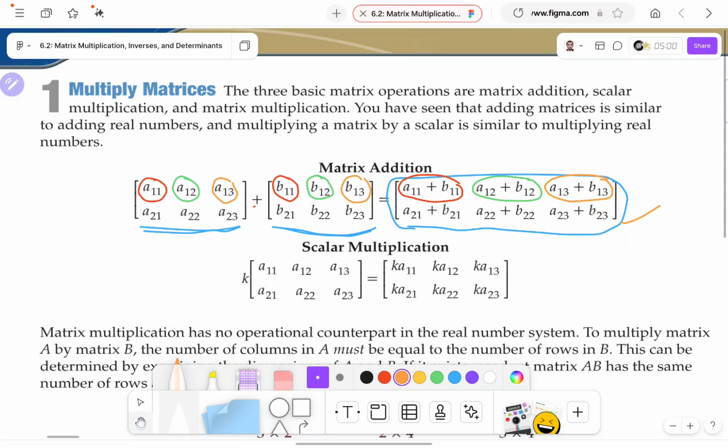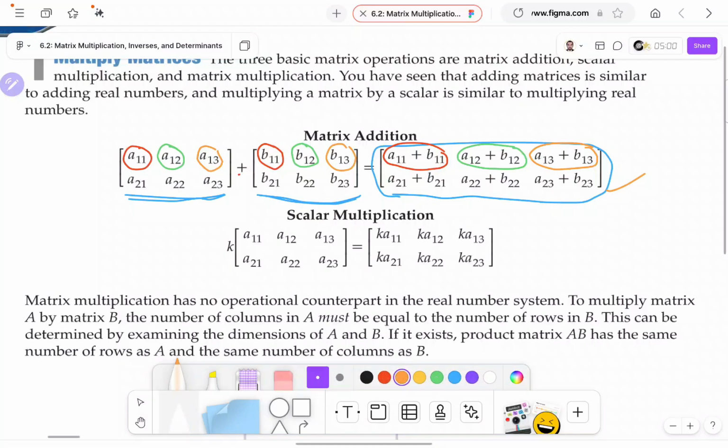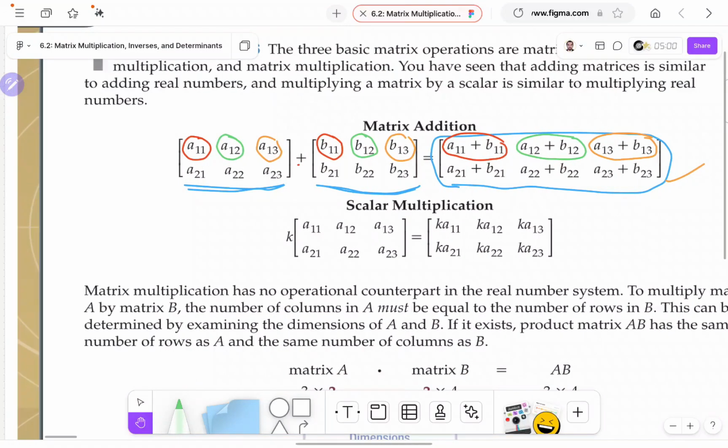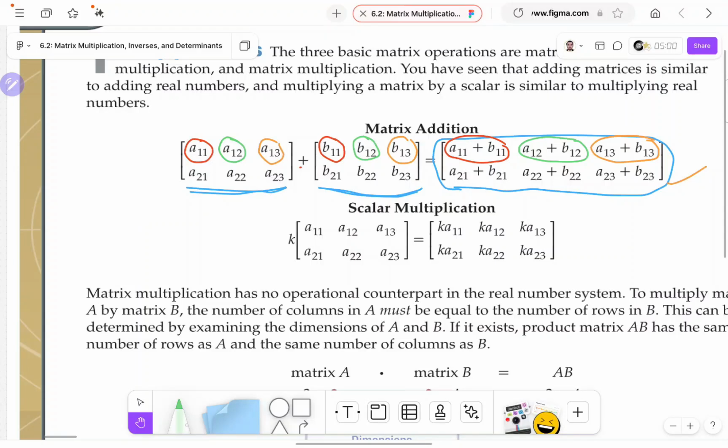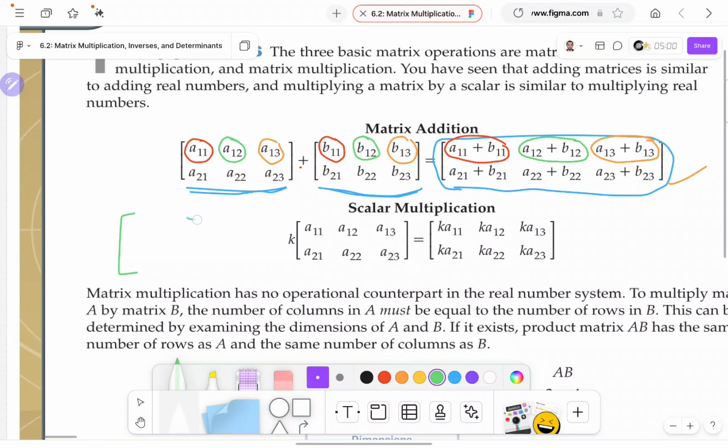Now, scalar multiplication. Scalar multiplication means when you multiply a constant with the matrix. Let me give you a quick example. Let's say I have 2, 4, 6, and 5, and this matrix is multiplied by 3. What you must do is multiply 3 with every single number here. So 3 times 2 is 6, 3 times 4 is 12, 3 times 6 is 18, and 3 times 5 is 15. So this is the new matrix.